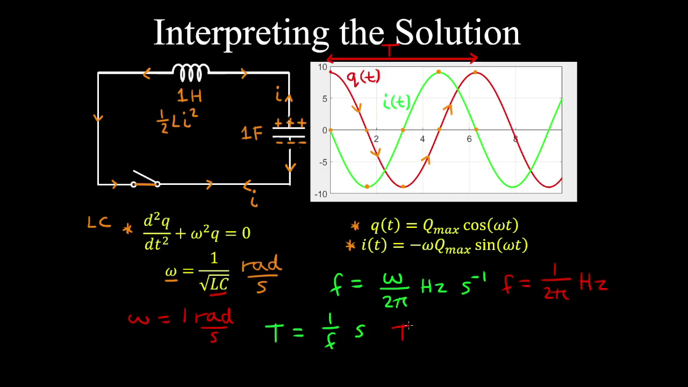and therefore the period is the reciprocal of the frequency, which is 2 pi seconds. So in this case, it takes 2 pi seconds to complete one cycle. And note that in reality, there's resistance in the wire, so energy is going to be dissipated, and this oscillation will not continue on forever.